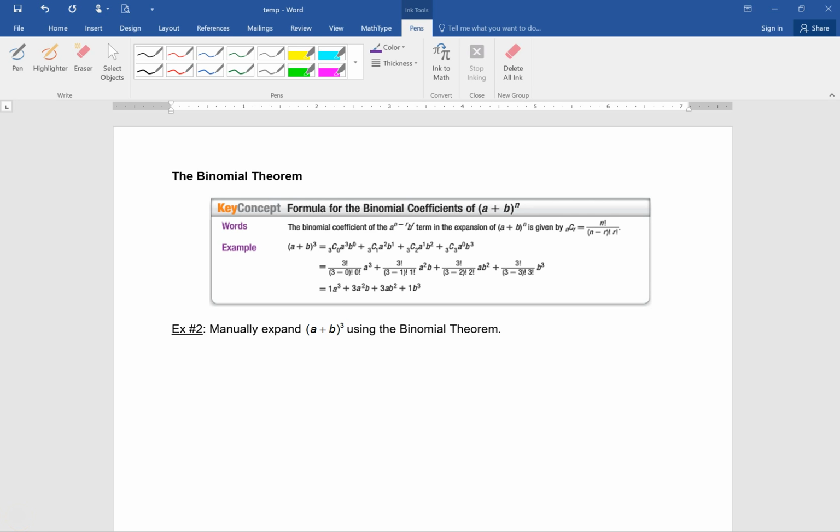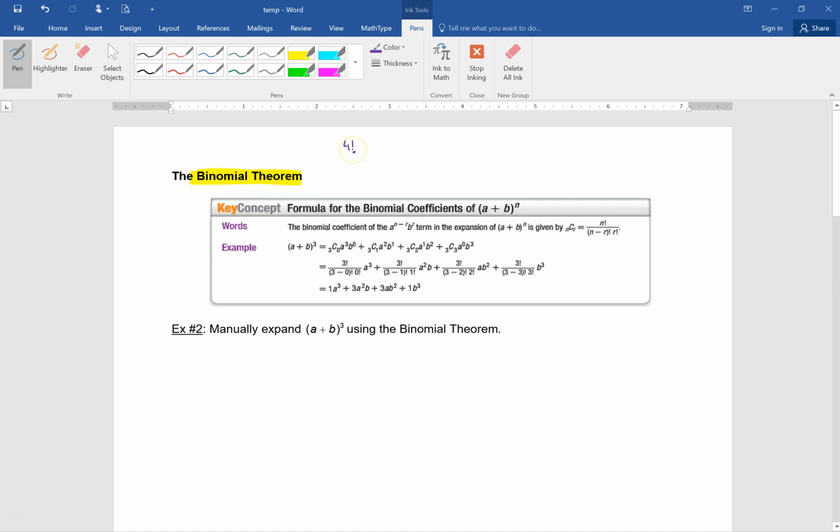This is the binomial theorem. The binomial theorem gives us another way to generate the coefficients. So you could use Pascal's triangle, or we could do this. To use the binomial theorem, you need to know how to do factorials. If you recall factorials, you should have learned it at some point. So basically it looks something like this.